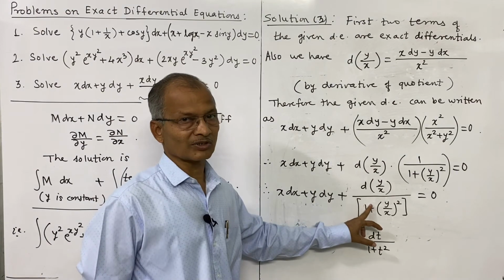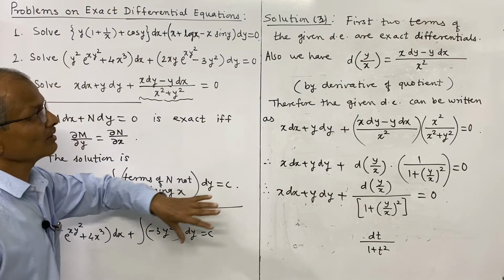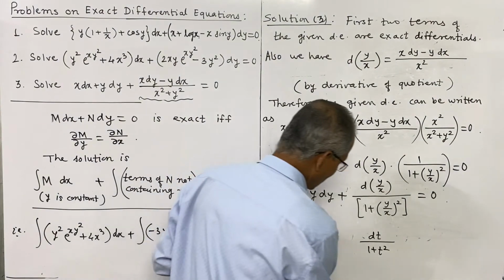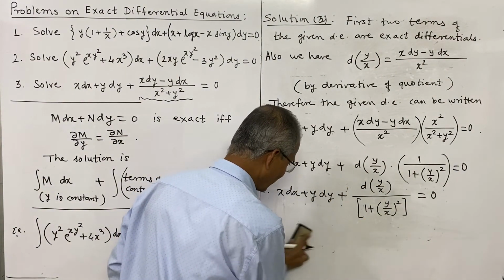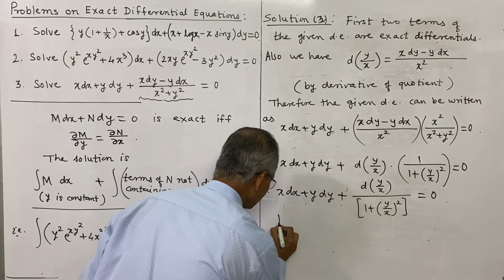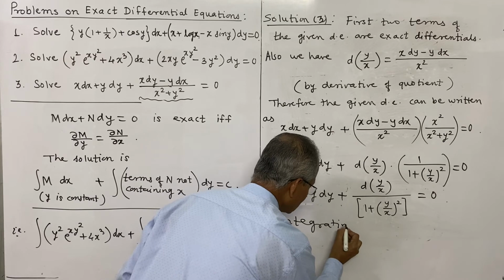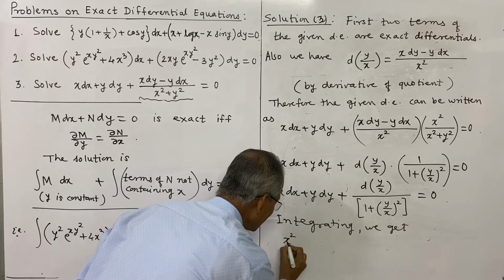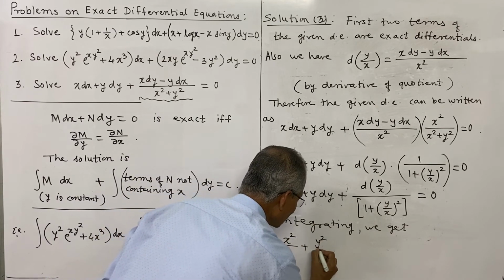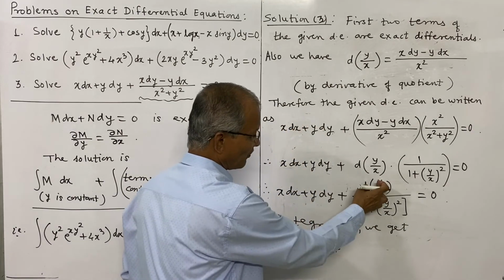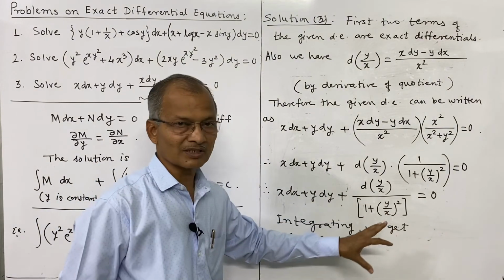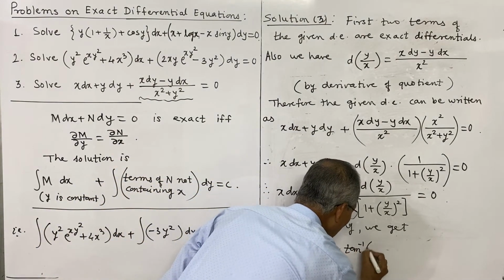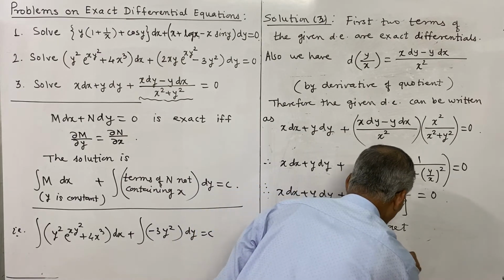This is also in exact differential form, and thus in this solution we have made each term exact differential form, and therefore this can now be integrated. Integrating, we get: the integration of x dx is easy, x square by 2, plus the integration of y dy, that is y square by 2, plus, if you put t, the integration of dt divided by 1 plus t square, that is tan inverse t, and here t is y upon x, and this is equal to a constant, that is c.